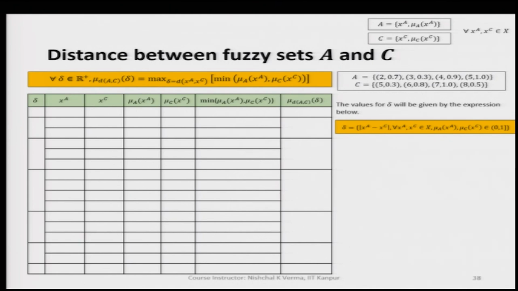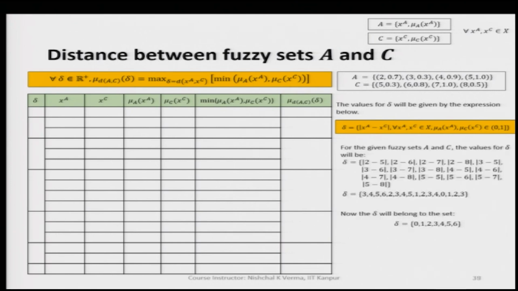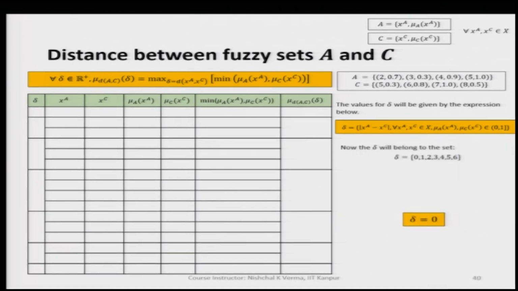As I had already explained, we should start with delta is equal to 0. For delta is equal to 0, we get these pairs from x a and x c, the generic variables of both the fuzzy sets, and in this case we are getting only one pair, that is 5, 5. So, let us quickly enter this value in the table.